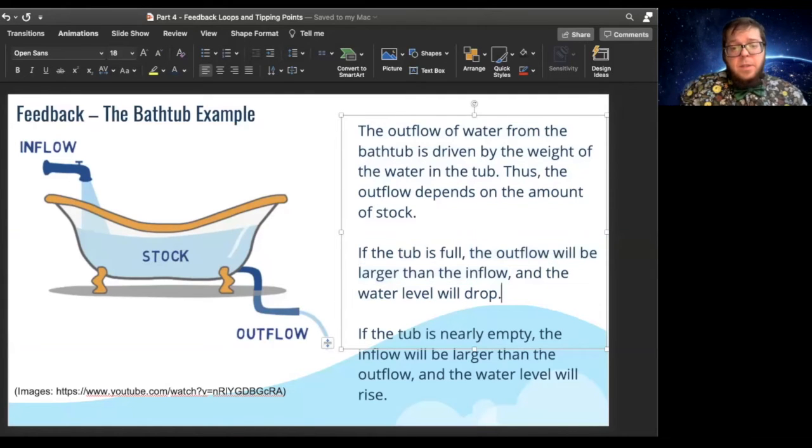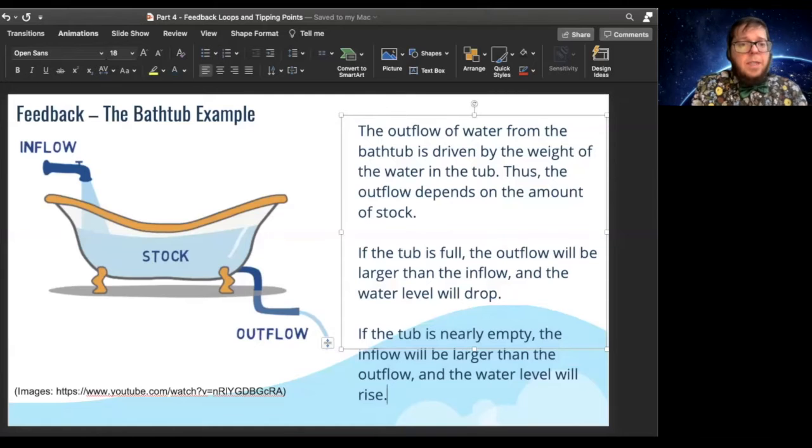However, if the tub is nearly empty, the inflow, which we're presuming is staying constant here, will be larger than the outflow, and the water level will rise. So this is an example of feedback. The rate at which the water leaves the tub depends on how much water is already in the tub, which in turn influences how much water will be in the tub in the next moment.